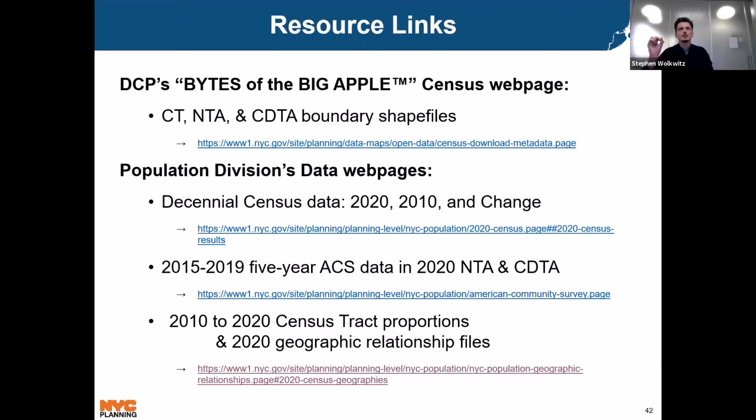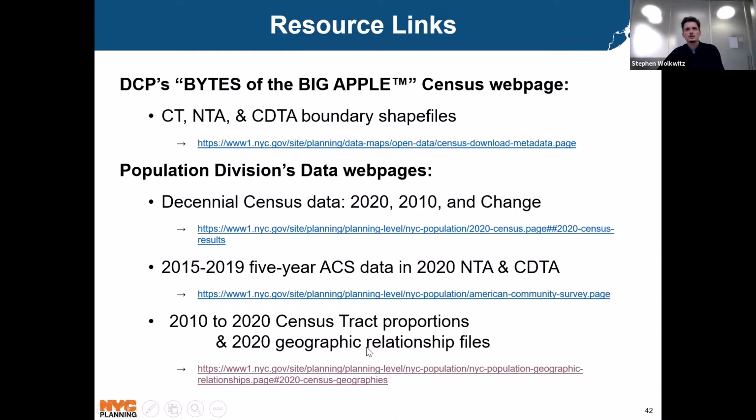If you're interested in downloading the boundary shape files, those are available on City Planning's Bytes of the Big Apple census webpage. So you can get the tracts, the new NTAs, the CDTAs, and even the PUMAs on there. We also have posted on our website the decennial census data for 2020, 2010, and the change between the two, all in terms of the new 2020 geographies. That's on our Population Division website. We've also posted 2015 to 19 5-year ACS data in 2020 NTA and CDTA terms. That's available on our website there.